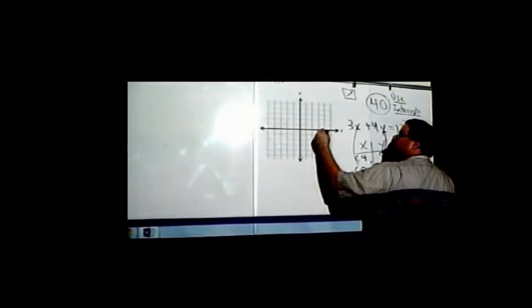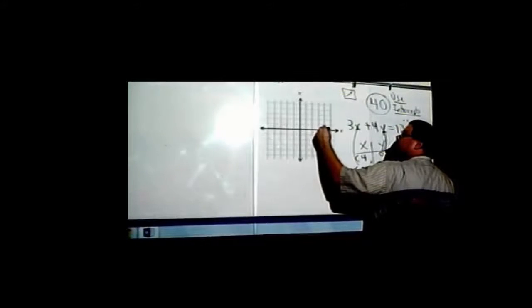So 4, 0 is 1, 2, 3, 4, right here. So this is 4, 0. And then 0, 3. Go on the y, positive 3. 1, 2, 3. Okay? So this is 0, 3. And then connect these 2 points. And there's your line. And that's how you graph this equation using the intercepts.